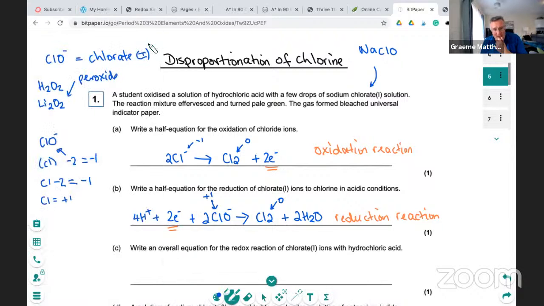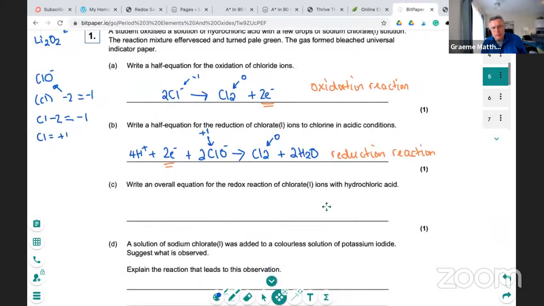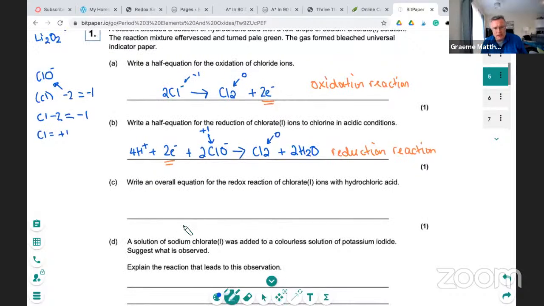Okay. Let's see. And so if I do that, I've got 2Cl minus. Can I scoot this up? Oh, the ink is sticking. I love bit paper. Bit paper is a very nice product to use.